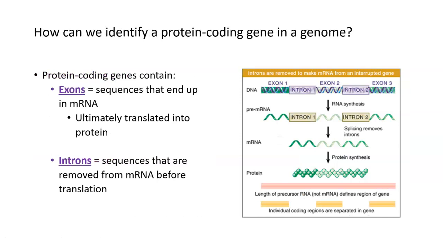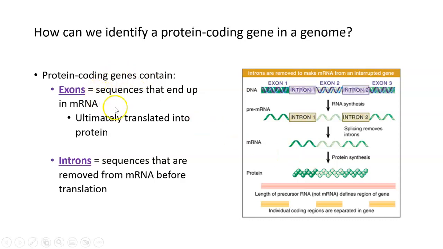And so how do we figure out where a protein coding gene is in a genome? First, we need the entire sequence of the genome, right? We can take that sequence, all the A's, T's, C's, and G's, and we can look for specific trends or sequences that will help us identify where a protein coding gene is.